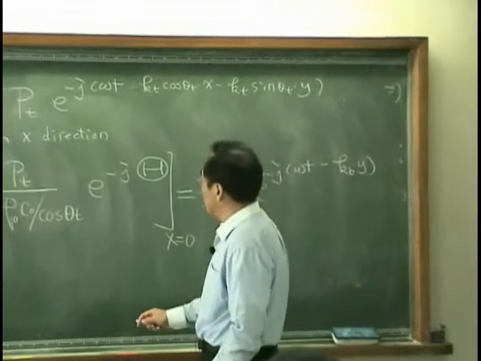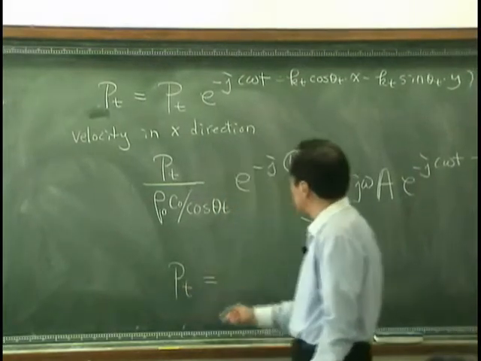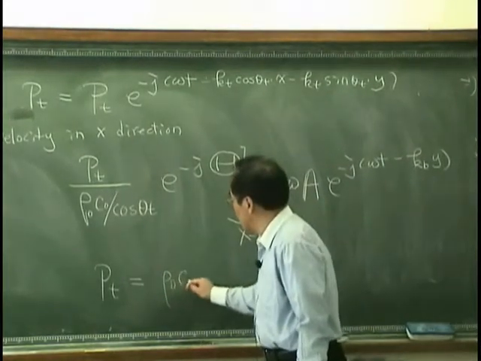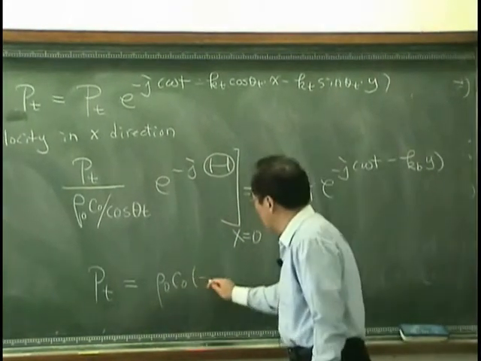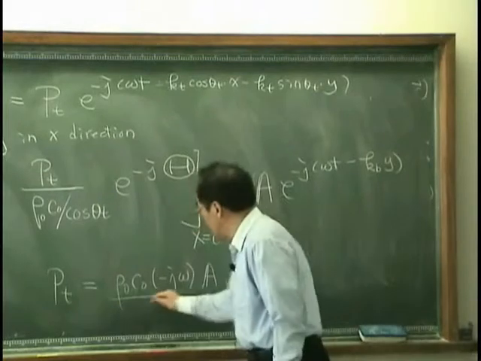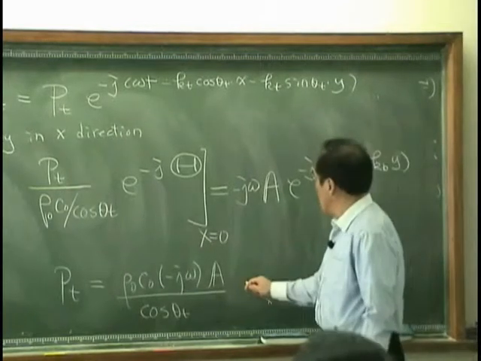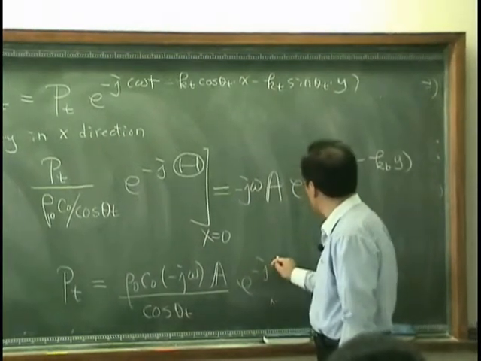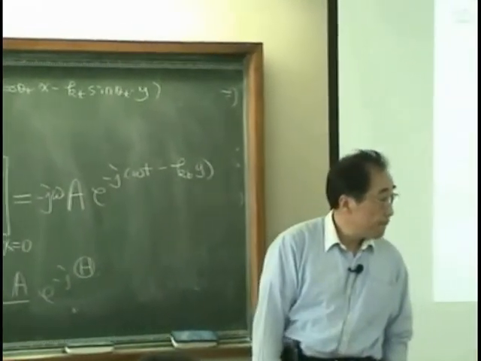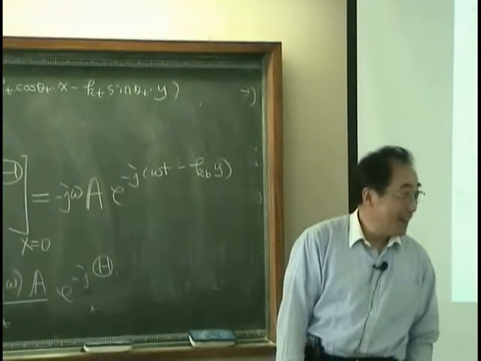So I can write here the PT is equal to rho 0 c0 minus j omega a divided by cosine theta t and exponential minus j this, right?